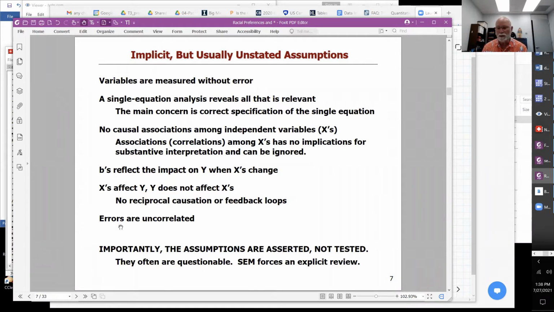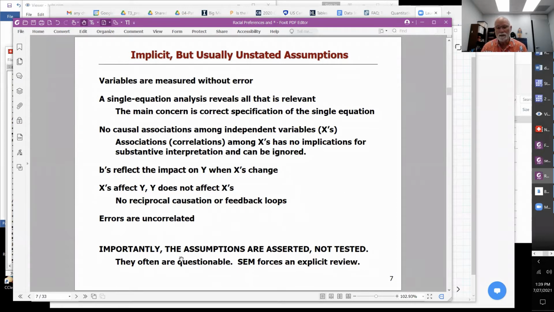But here in this context, we go further and we think about how errors associated with measuring the x's and the y's may be correlated, and that can then lead to the findings of any particular single equation being distorted by these factors. And so it's a broader way of thinking about errors being connected across not only variables, but measurement process and model specification.